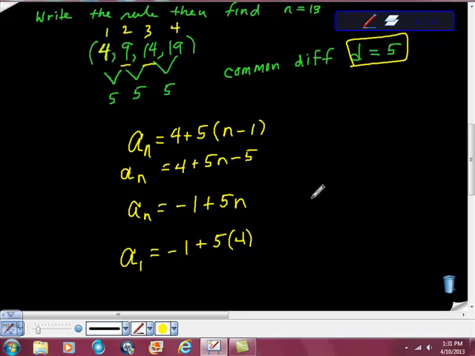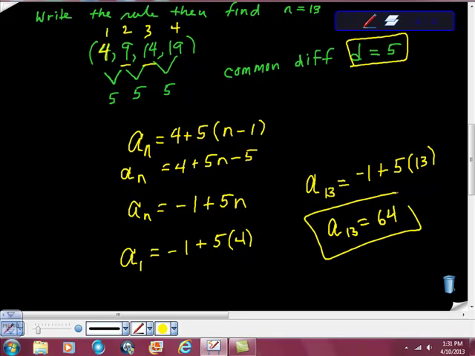Oh, we wanted to test the 13th term. So we wanted the 13th term. Well, the 13th term is negative 1 plus 5 times 13. What's 5 times 13? 65. So the 13th term would equal 64. I did that in my head. I hope I got that right.